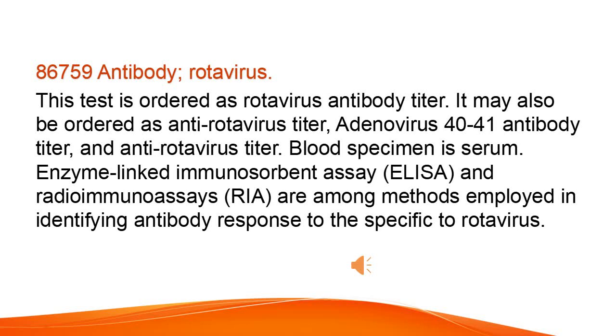Antibody, rotavirus. This test is ordered as rotavirus antibody titer. It may also be ordered as anti-rotavirus titer, adenovirus 40-41 antibody titer, and anti-rotavirus titer. Blood specimen is serum. Enzyme-linked immunosorbent assay, ELISA, and radioimmunoassays, RIA, are among methods employed in identifying antibody response to the specific rotavirus.